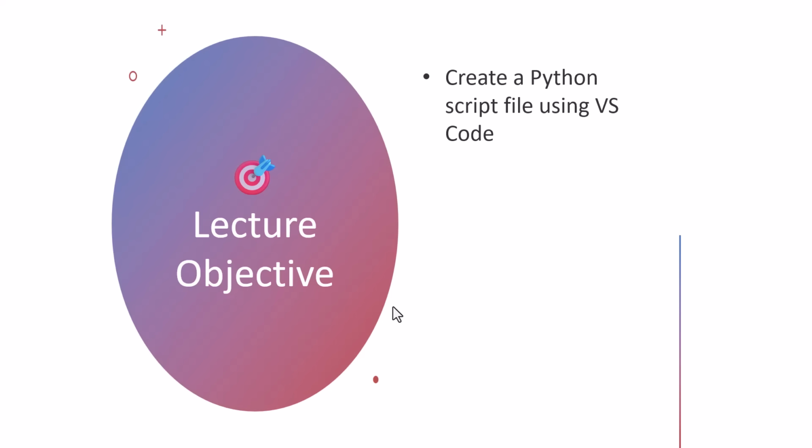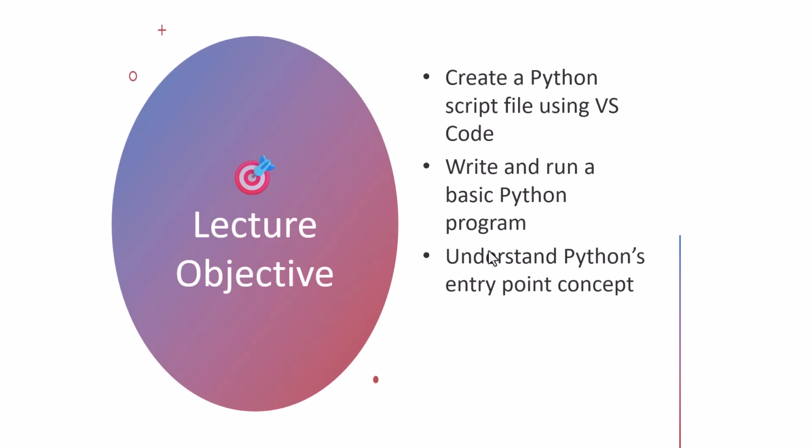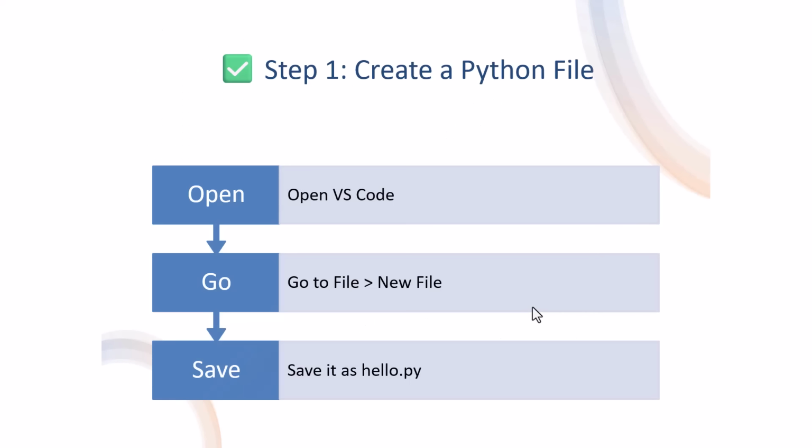So what is the lecture objective? Let's see. Create a Python script using VS Code, write and run a basic Python program, understand Python's entry point concepts, relate Python scripting to C# main. So we'll follow these steps. Open VS Code, go to File, New File, and save it as Hello.py.